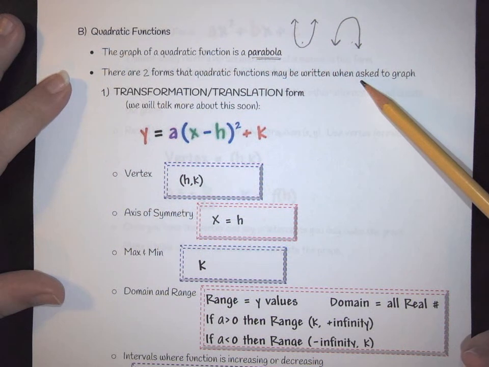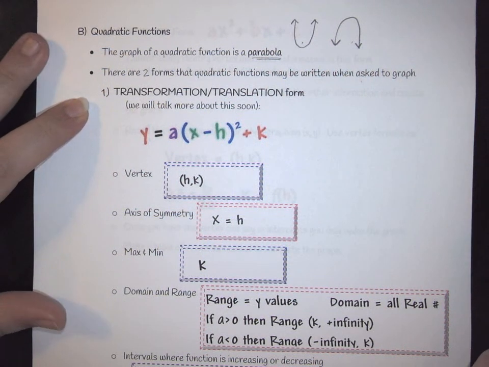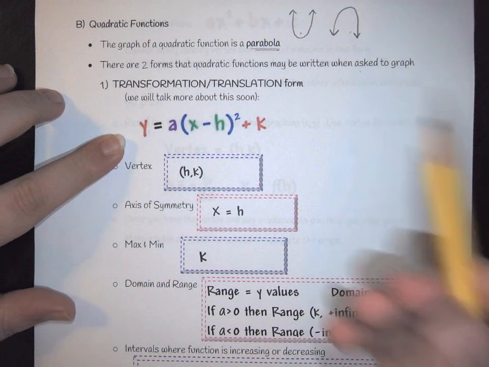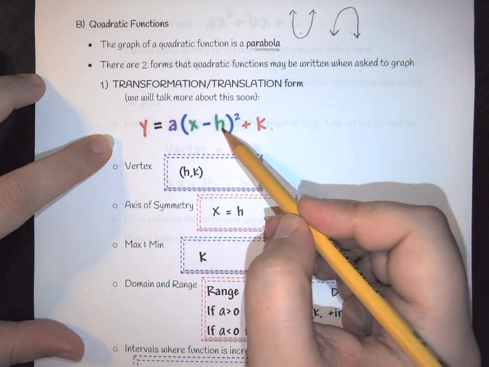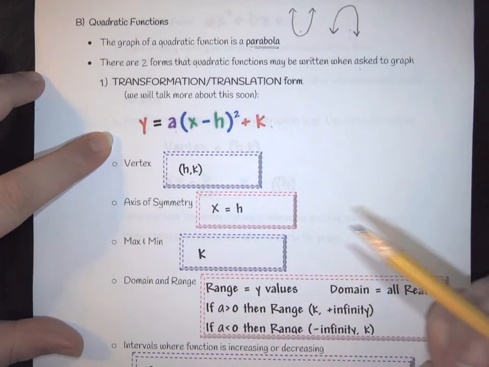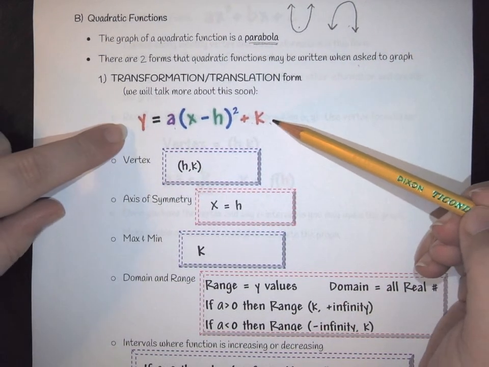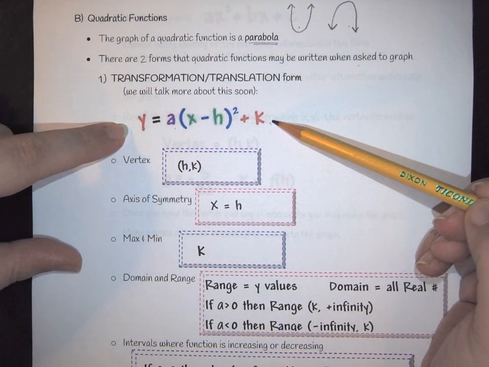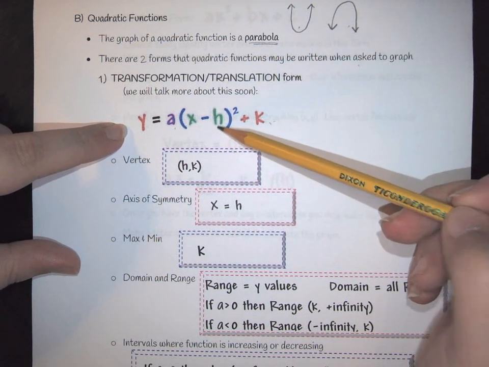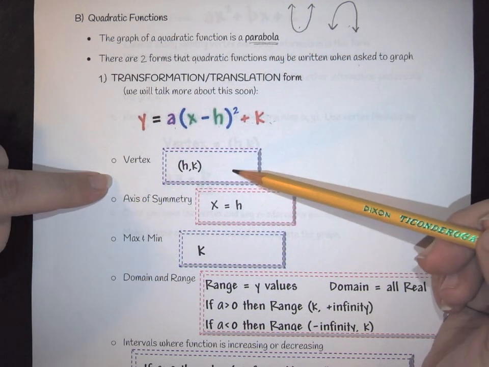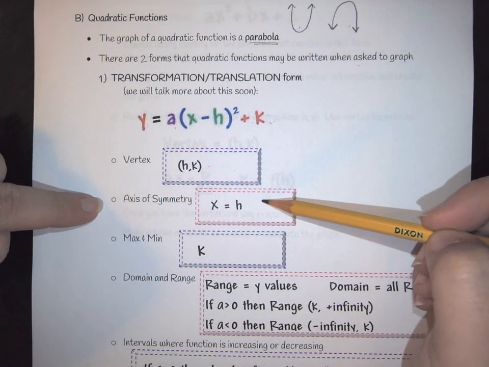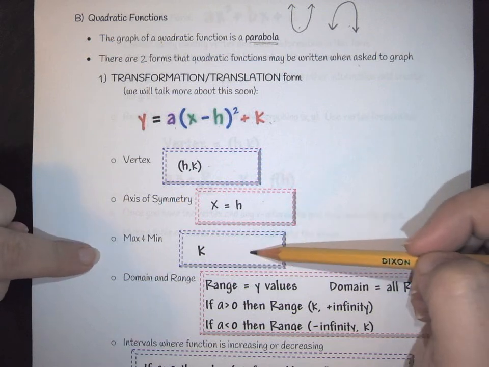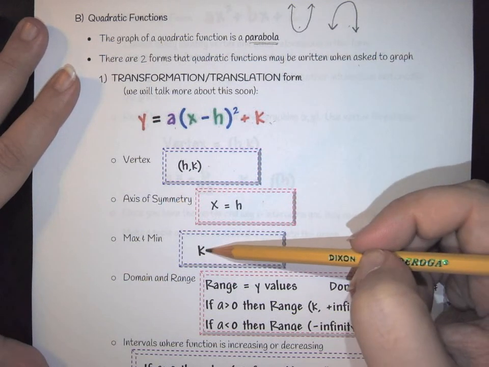There are two different forms of quadratics that you may have. The first is called transformation or translation form, and that is the form right here, where we have new variables h, k, and a. What's important about this transformation form is that it gives you everything you need. The only things that we care about the most are h and k. H and k are going to tell us the vertex. So your vertex is the coordinate point h, k. It gives you the axis of symmetry, which occurs at the h value. It also gives you your max or min value, which again occurs at the k value.